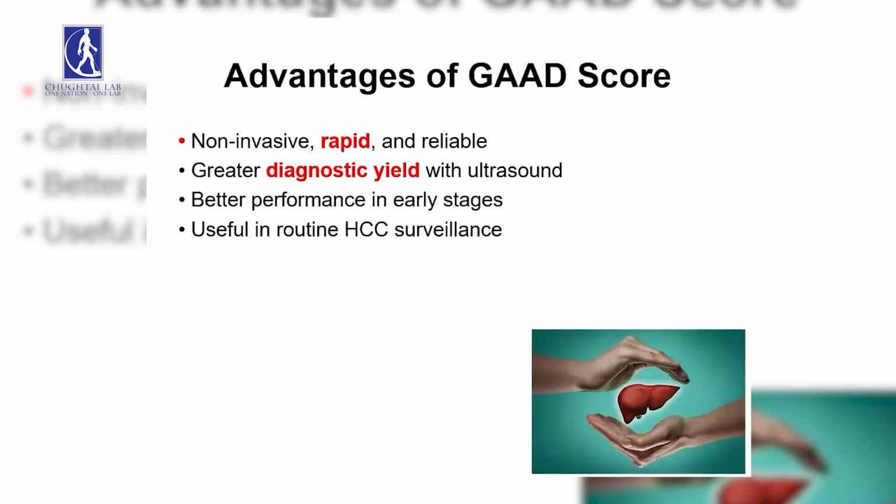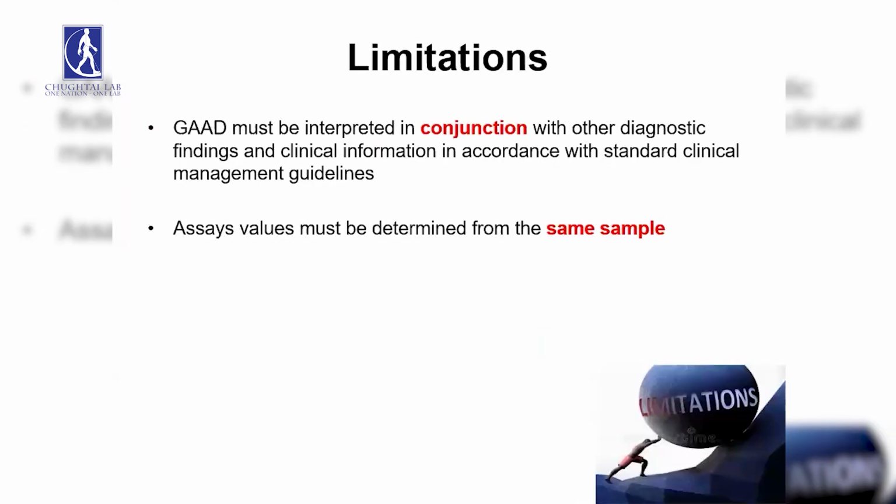So, what are the advantages of the GAAD score? It is non-invasive, rapid, and reliable, with greater diagnostic yield with ultrasound, and better performance in the early stages, useful in routine hepatocellular carcinoma surveillance. But there are limitations: GAAD must be interpreted in conjunction with other diagnostic findings and clinical information, in accordance with standard clinical management guidelines. Assay values must be determined from the same sample, so you have to calculate the values of AFP and PIVKA on the same sample.